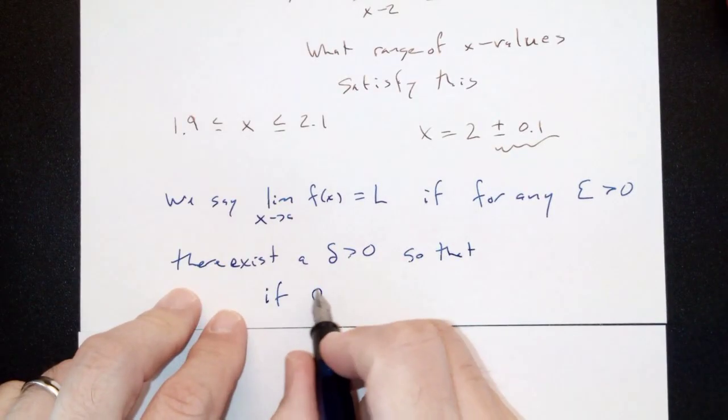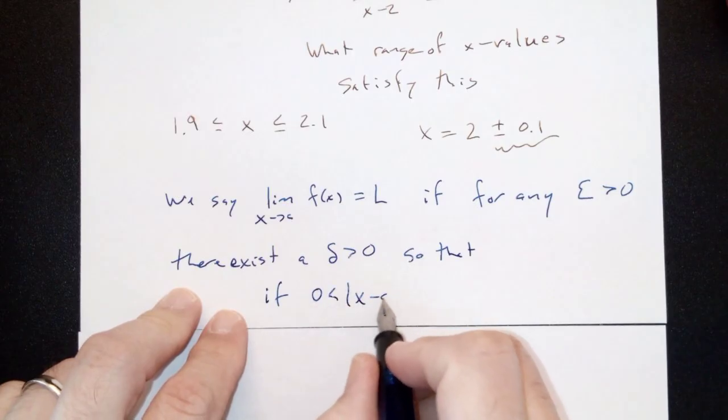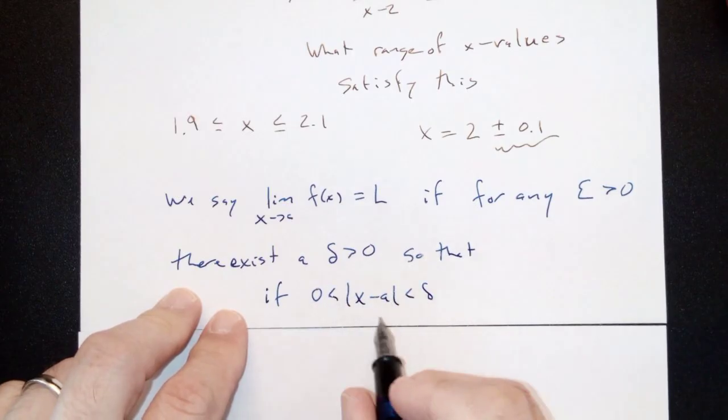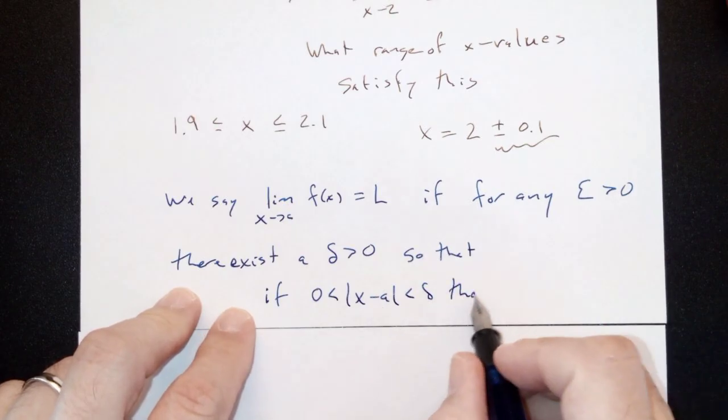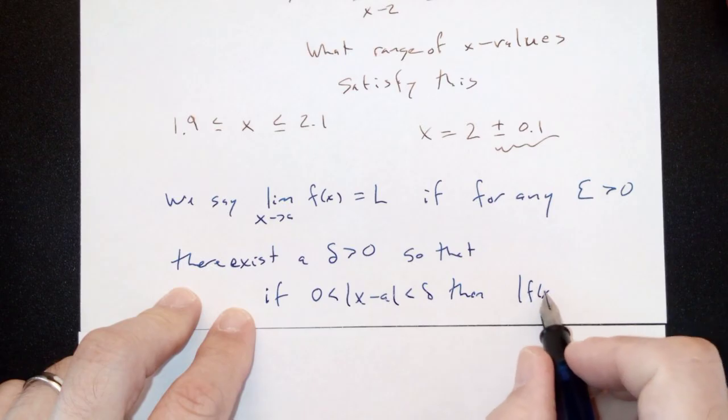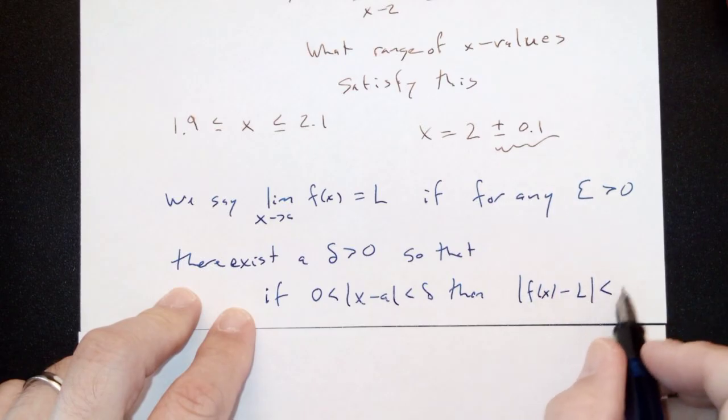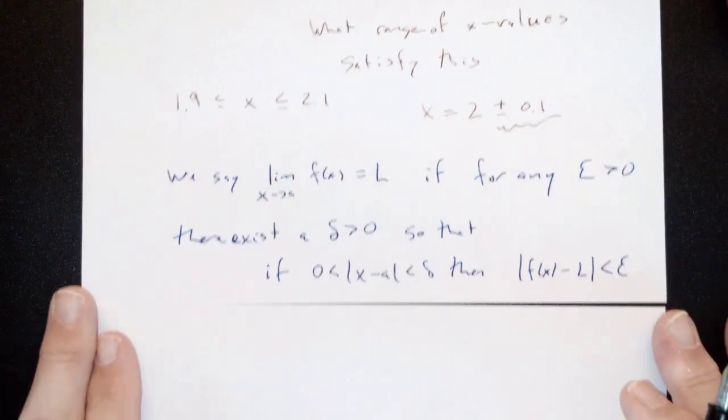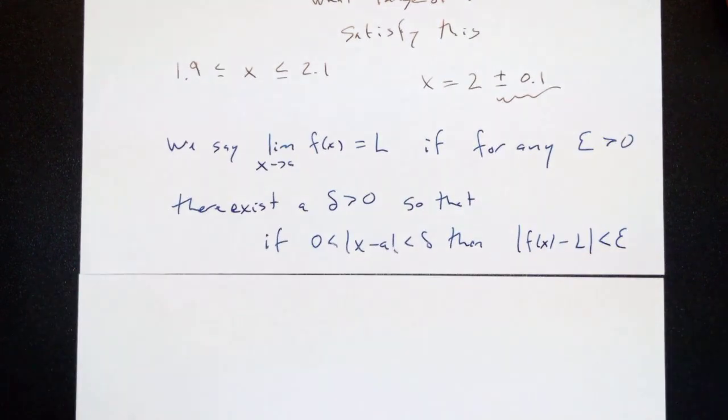if we are close enough to A, then the y value will be close enough to the limit. And this is really a bet. No matter what number you tell me, you have to be this close. I'll tell you how close my dialed in x value has to be.